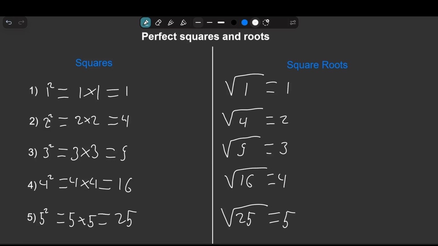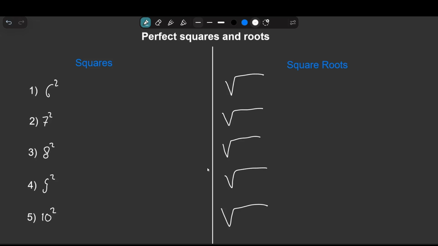So now onto the last 5. So I'm going to do the last 5 for you guys and I will be right back. So now we're going to go over the last 5. So we have 6, 7, 8, 9, and 10.